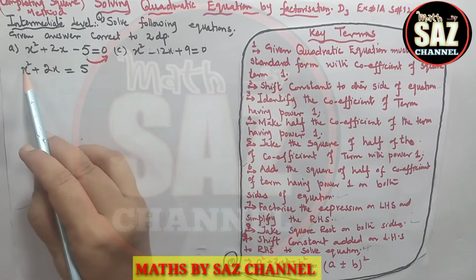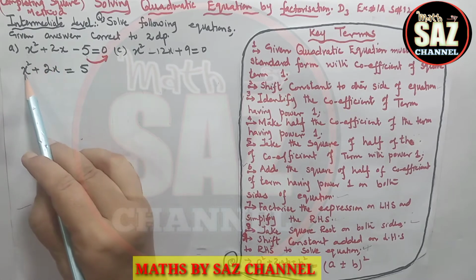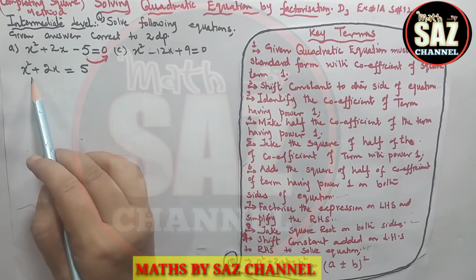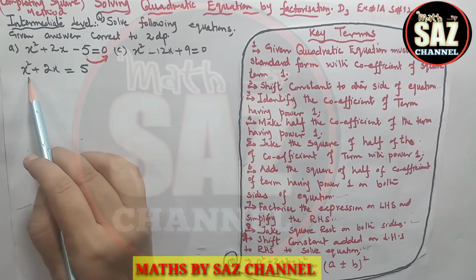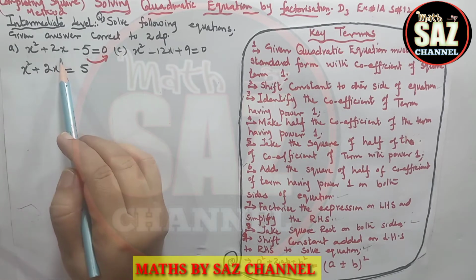Now if we look at the left hand side of this equation, we can see this is simply a quadratic expression. The rest of the procedure of completing the square is the same as what we did for completing the square of a quadratic expression. If you find any difficulty in understanding the method, I'll give the link in the description box. You can watch the lesson from there.